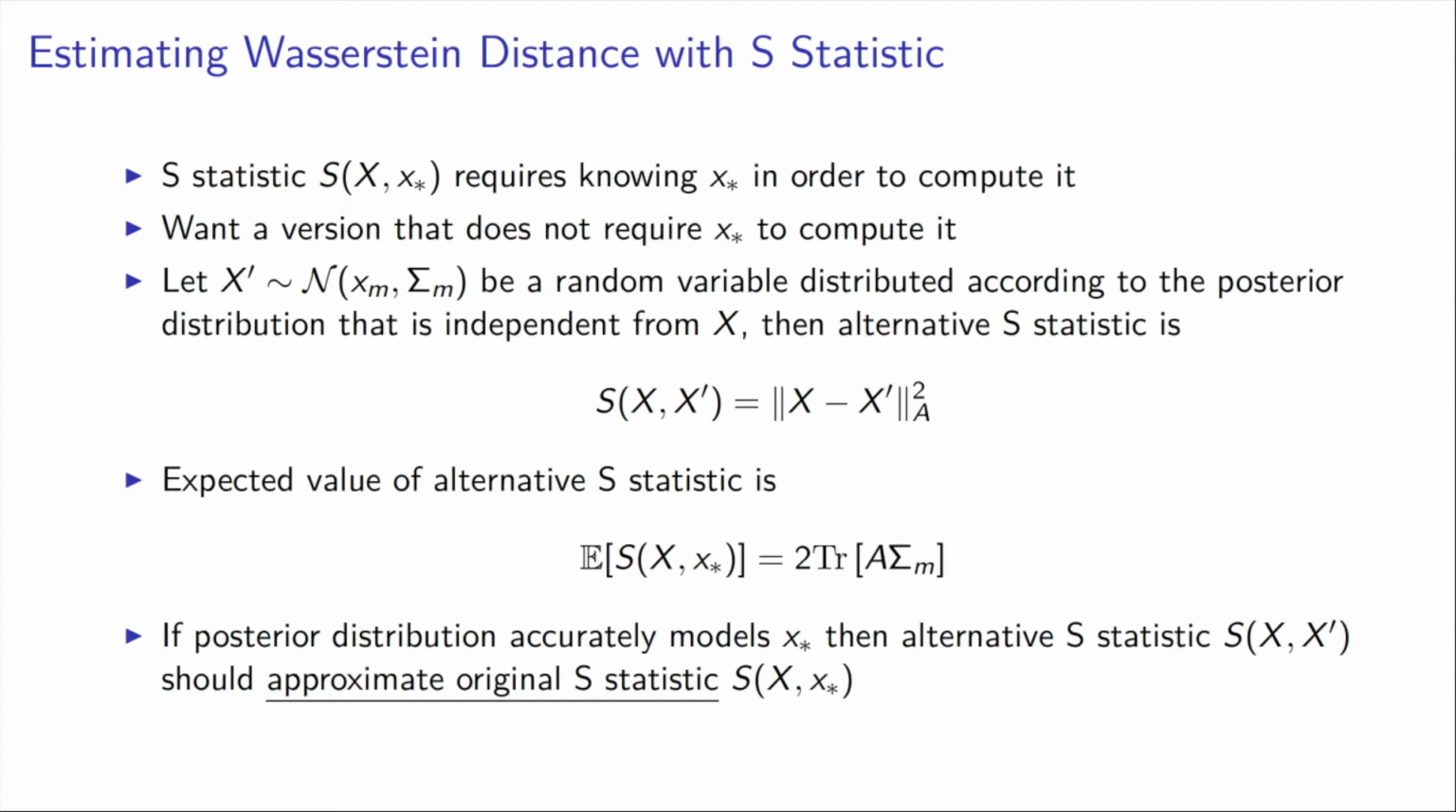What we want is a version that does not require knowing the true solution x star in order to compute it. So to do that, we're going to introduce a second random variable, x prime, that is also distributed according to the posterior distribution, and this random variable x prime is independent from the random variable x. Then we define the alternative S statistic as the A norm difference between the two random variables. The expected value of the alternative S statistic is 2 times the trace of A times the posterior covariance matrix. If the posterior distribution accurately models the true solution x star, then the alternative S statistic should approximate the original S statistic.